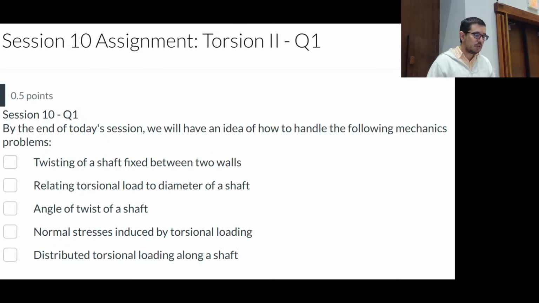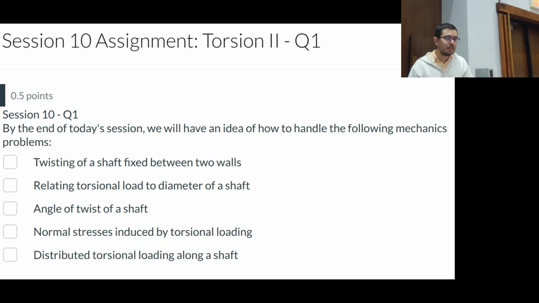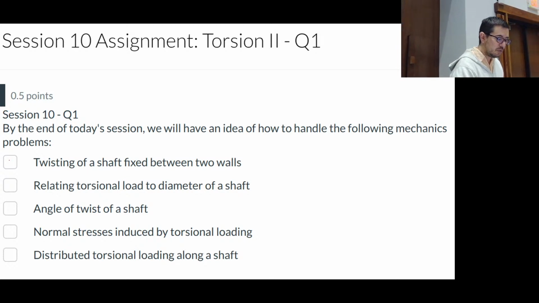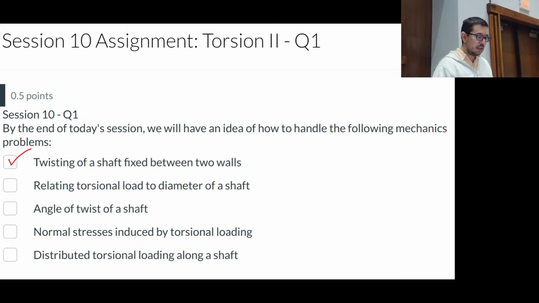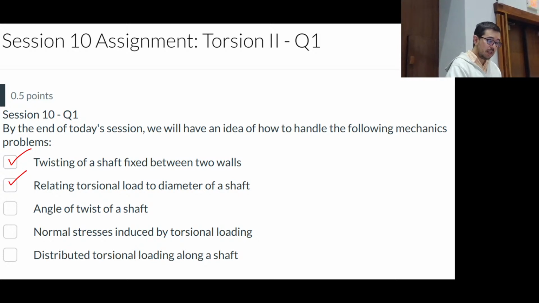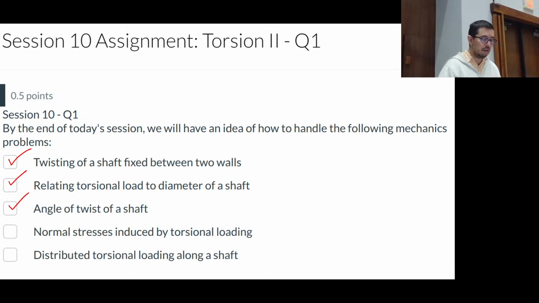Some of the things we're going to talk about today: the twisting of a shaft fixed between two walls. We'll relate torsional load to diameter of a shaft, so we'll be able to figure out what the shear stress is, and we've already kind of done that actually. Angle of twist, that we should be able to do today as well.